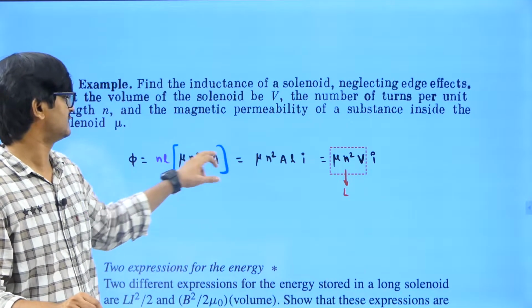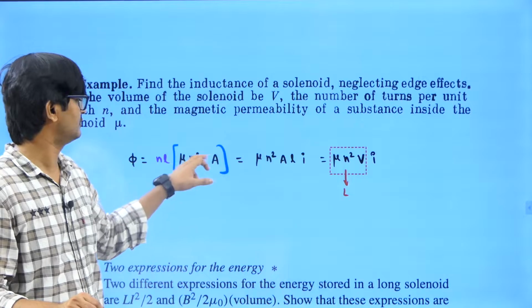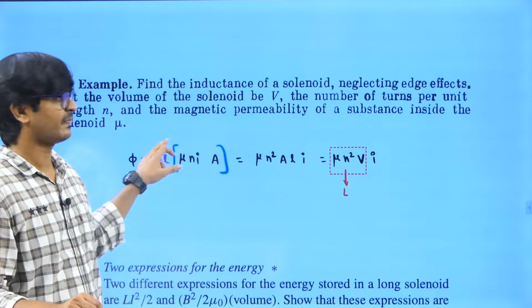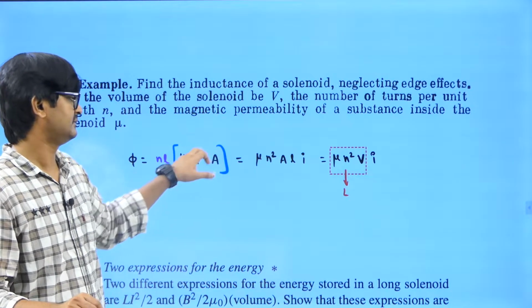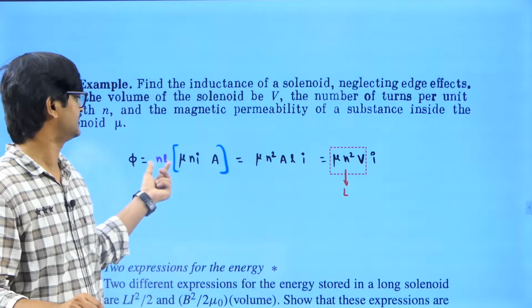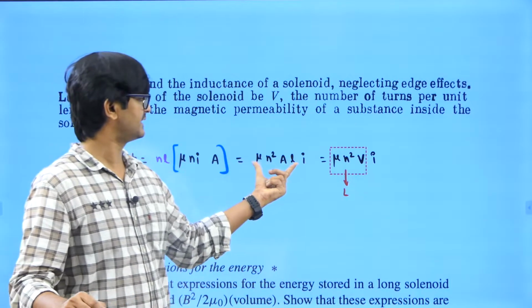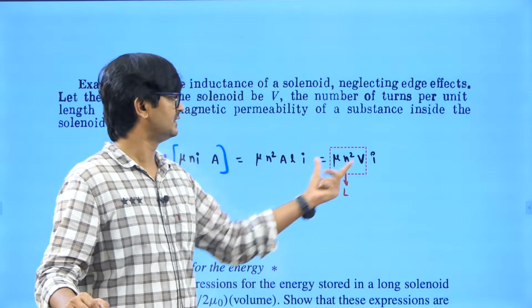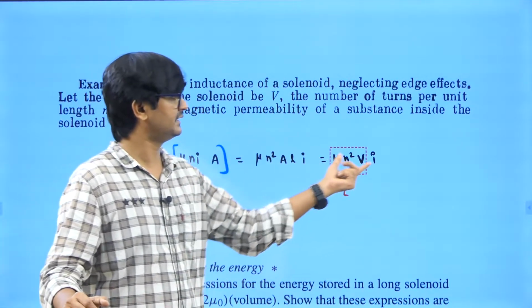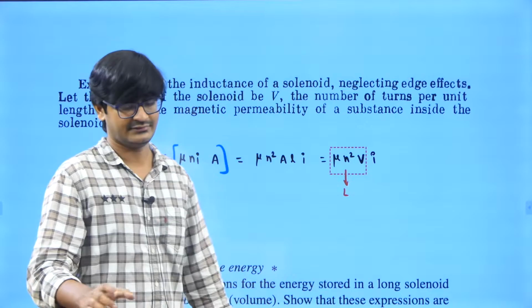So this is the magnetic field, this is the flux through one loop, and these are the total number of loops, so this is the total flux. You can write it as this much, and A into L is volume. So the flux is equal to something into I, and that something is going to be the self-inductance.